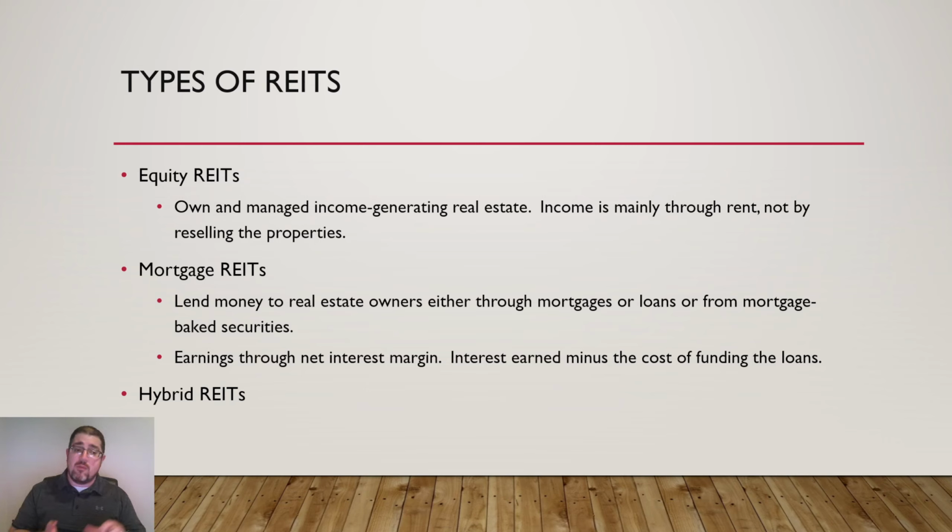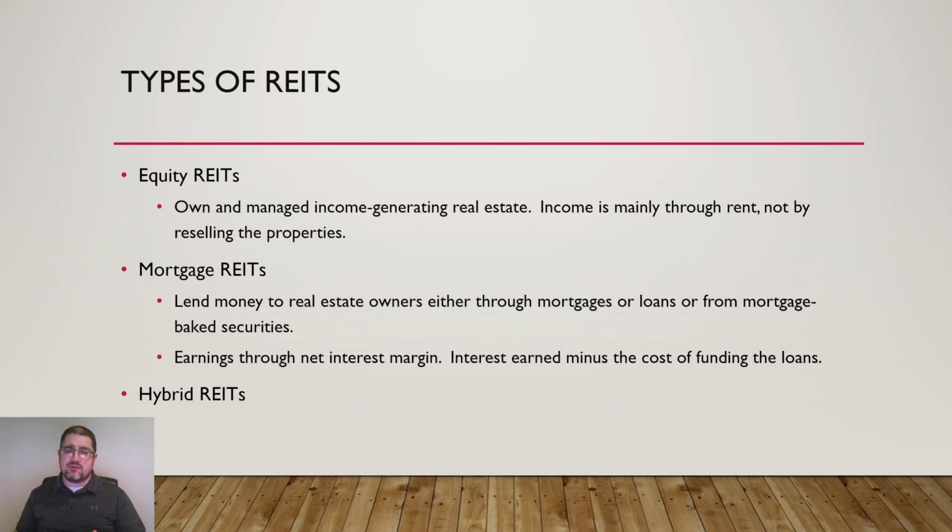There's also something called a mortgage REIT, and those actually lend money out to real estate owners, either through mortgages or loans or mortgage-backed securities. The way they get their money back to shareholders is earnings through net interest margin, which I have here. It's the interest earned minus the cost of funding those loans. So that's the money you'll get back. Instead of rent, you're going to be getting it through net interest margin.